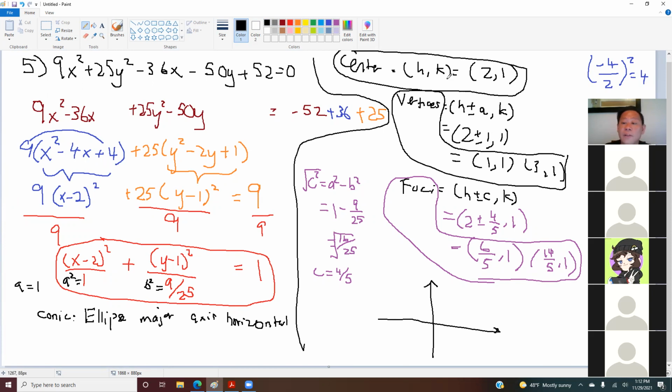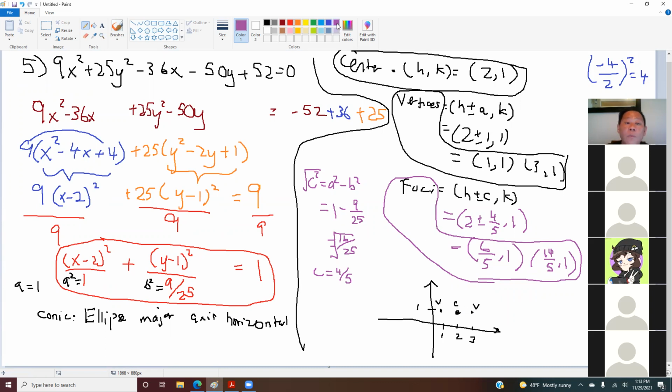The first thing you need to graph is the center. The center is 2, 1. Since your vertices are 1, 1 and 3, 1, 1, 1 is over here. This is your vertex, and 3, 1 is over here. This is your vertex. That means your A in this case is 1.